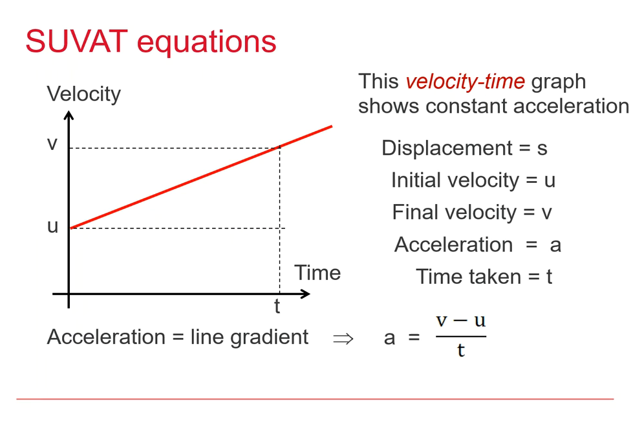So because the acceleration is the gradient of that line, we know that this change in velocity, this change in height of the graph here, will be v minus u, and that's happening over a time t. So that gives us a equals v minus u over t. And we can rearrange that if we wish to say v equals u plus at.